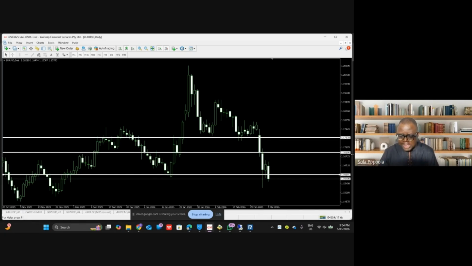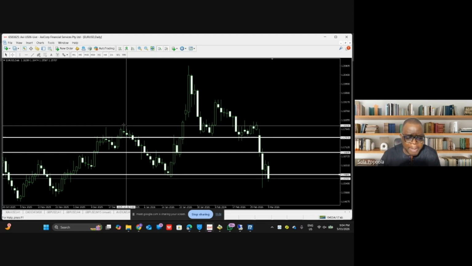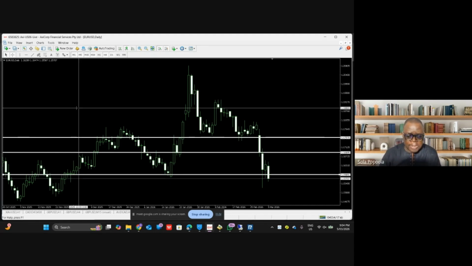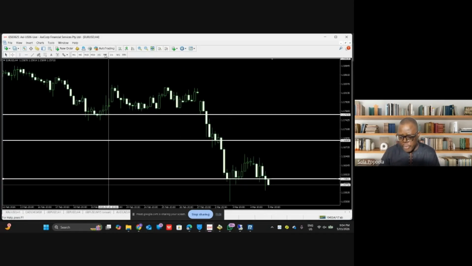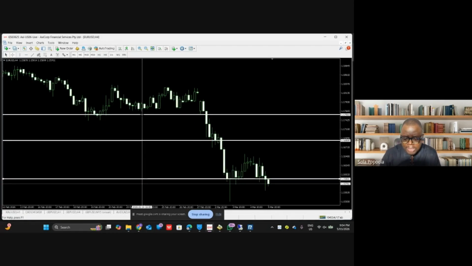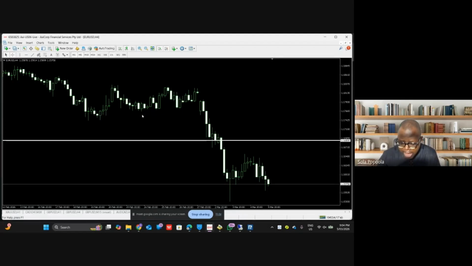So without wasting time, let us look at this particular pair. This is the Euro USD. So let's come to where we are. Let me take off all these lines here so that it's easy for you to get it.